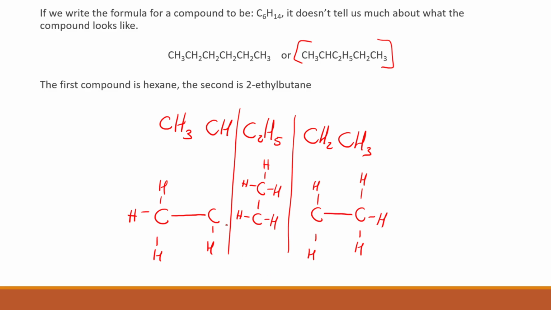But now I've got a connection and a connection. I've got 2 missing connections from this carbon. I've got 1 missing connection from this carbon and 1 missing connection from this carbon. I have to figure out how to connect these pieces together.